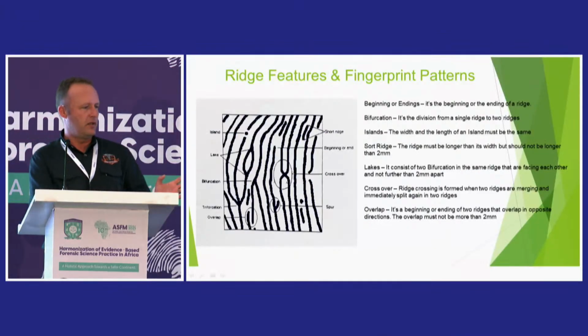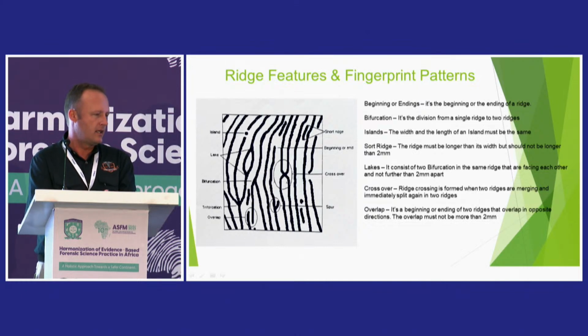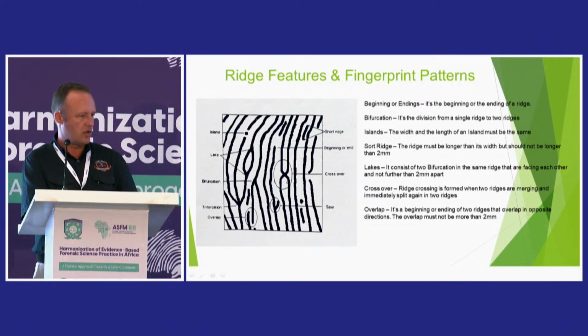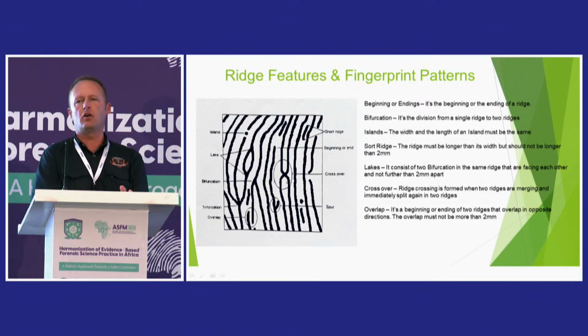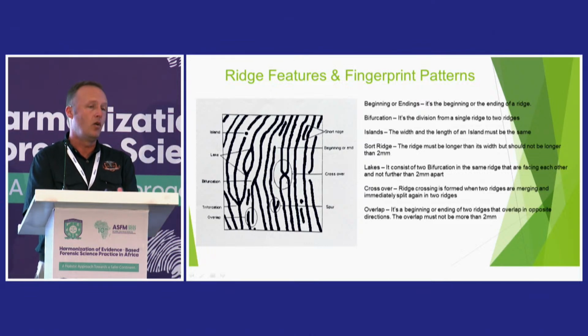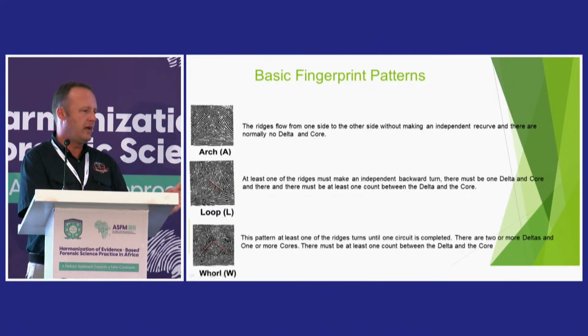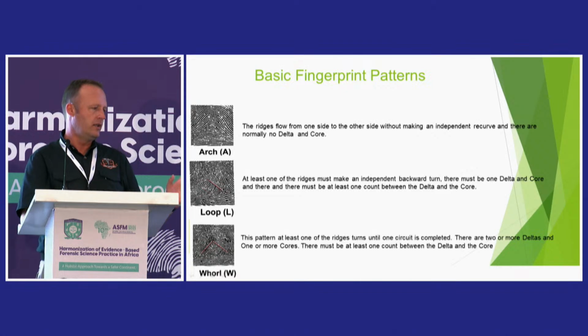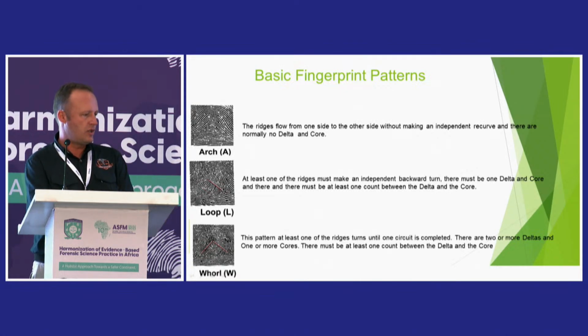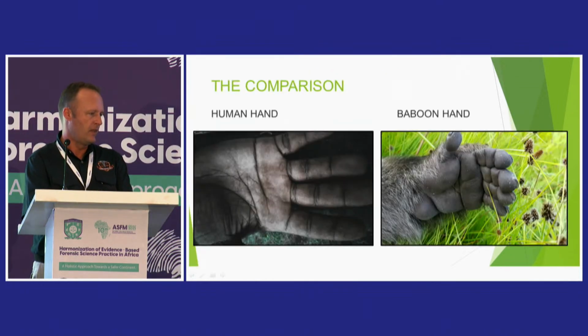Rich features and fingerprint patterns. We all know if we are working with fingerprints, there are some fingerprint characteristics: beginnings, endings, bifurcations, islands, short ridges, lakes, crossovers, and overlaps. Those are the most common features that you'll get on your fingerprints or even on your footprints for identification. I just used 3 basic fingerprint patterns. I'm not going to go into detail. We don't have time for that. An arch, a loop, and a whorl. Those are the most common ones that I found on my baboon friend's fingers and foot.